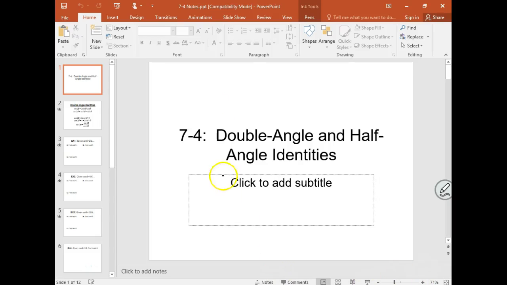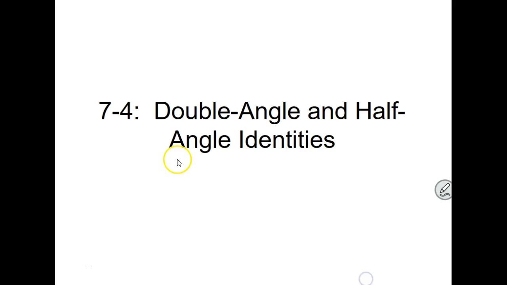Okay, so here are our notes for double and half angle identities. I told you guys on Tuesday that sum and difference and double and half angle identities are not the ones I'm most concerned with, but I am afraid that you're going to see them on the final exam. You might not, but I'm afraid that you may. So I want to skip them, but I'm not going to because of that.